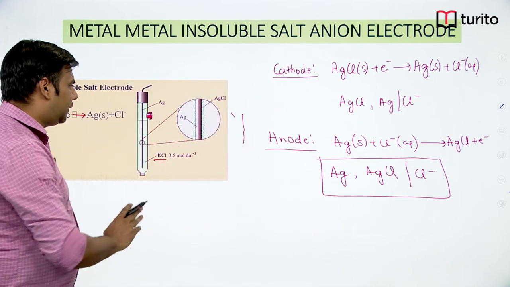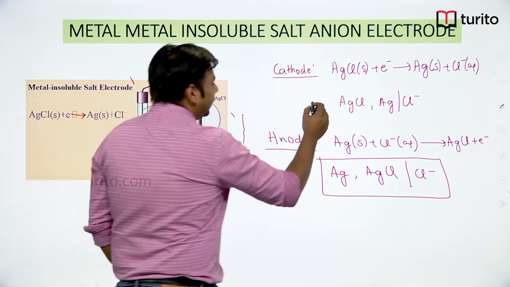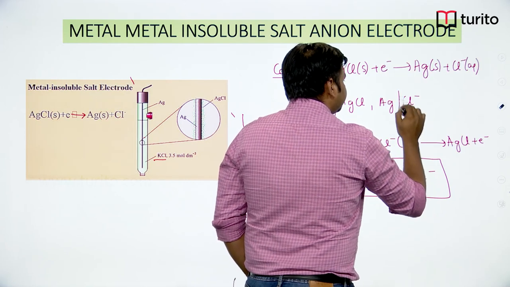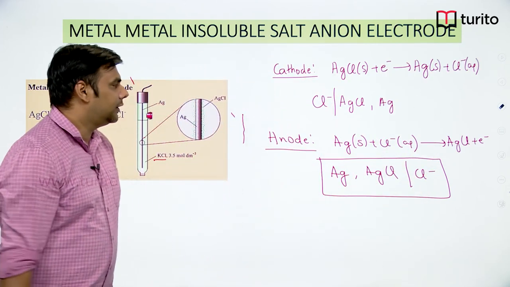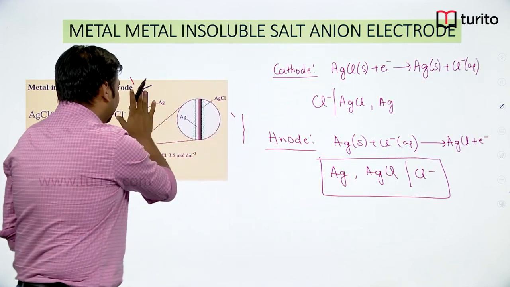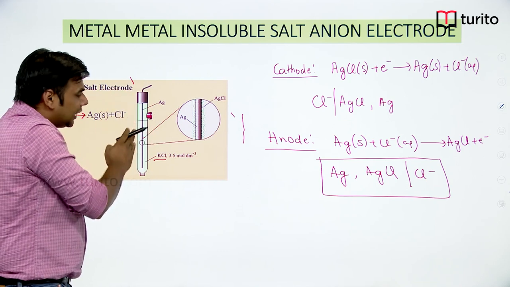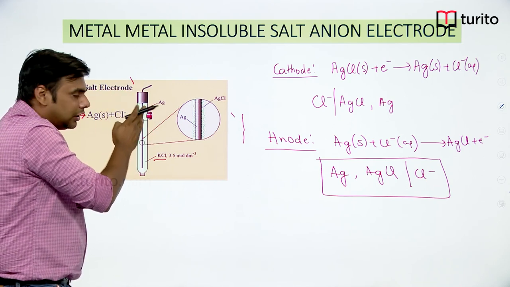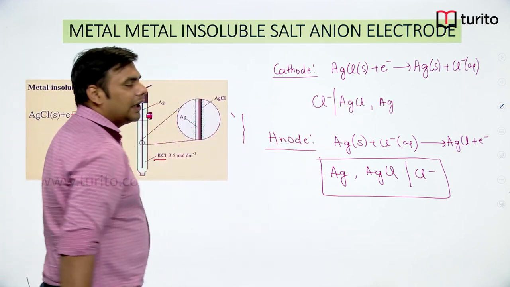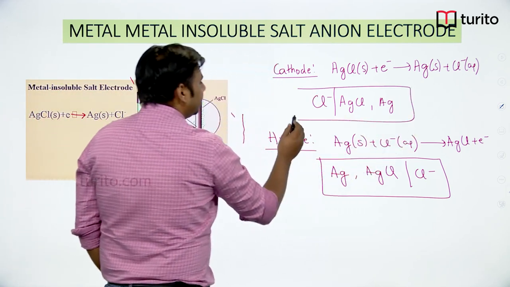Now when we are talking about the cathode, we will first enter into the solution, so we will have Cl negative in the solution, so in the cathodic portion we will write Cl negative first. Okay, so when it is acting as a cathode, we will enter through a salt bridge, so we will first encounter the solution, then we will catch hold of the rod, on the rod first we will encounter the AgCl, and then we are having silver. Okay, so this is how we write when it is acting as a cathode.